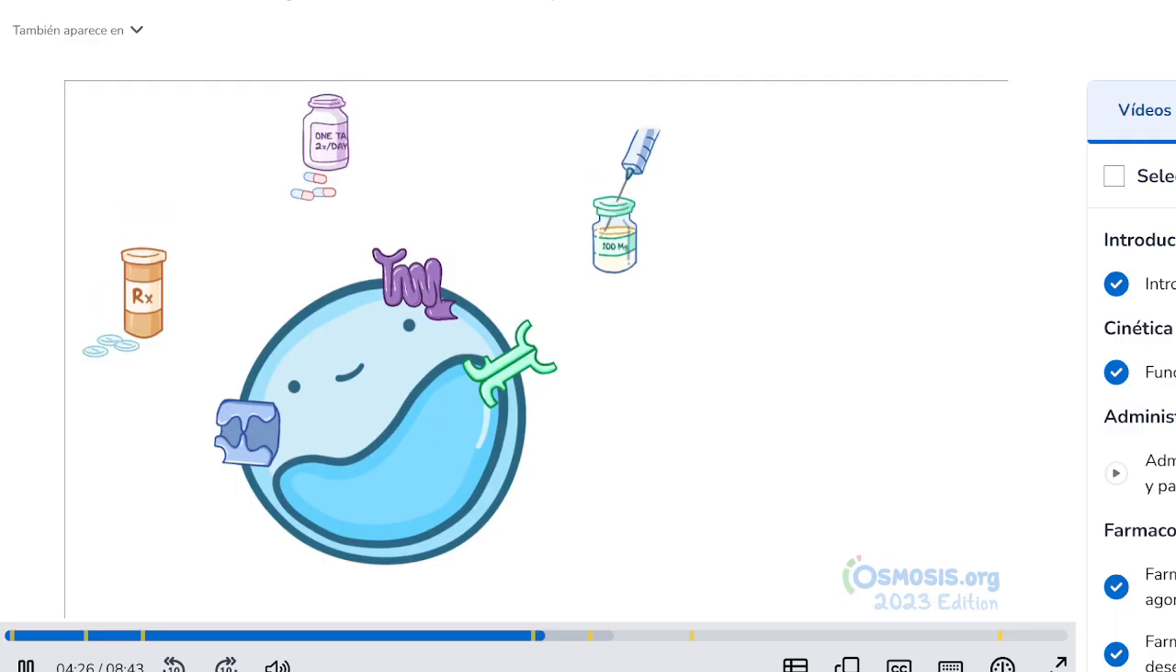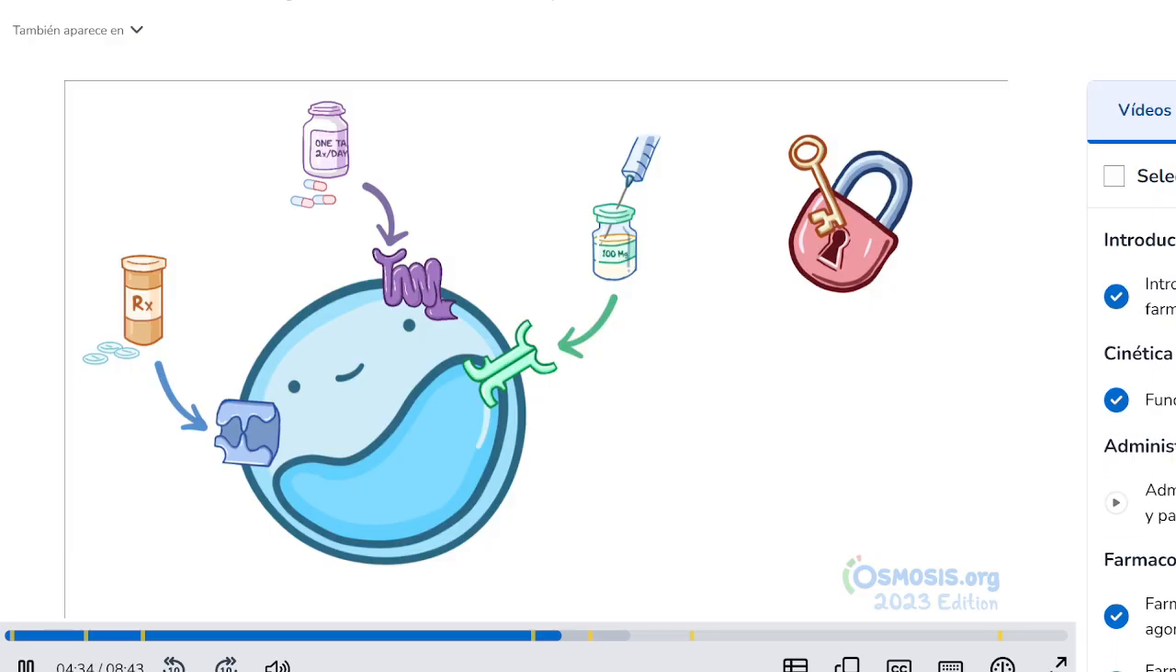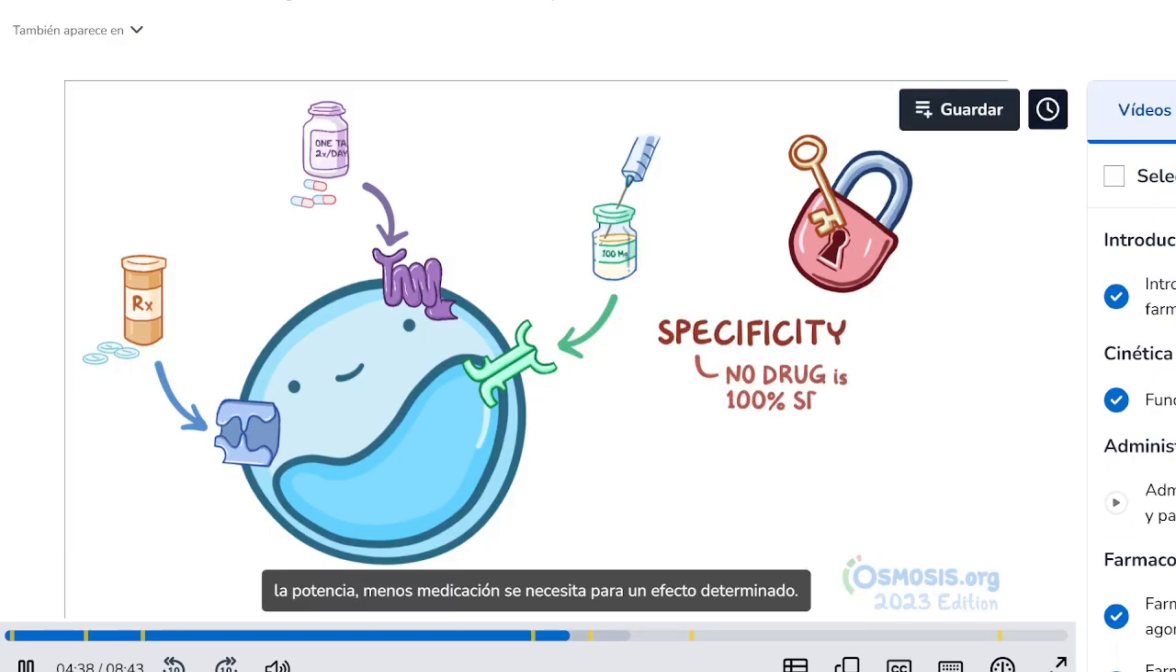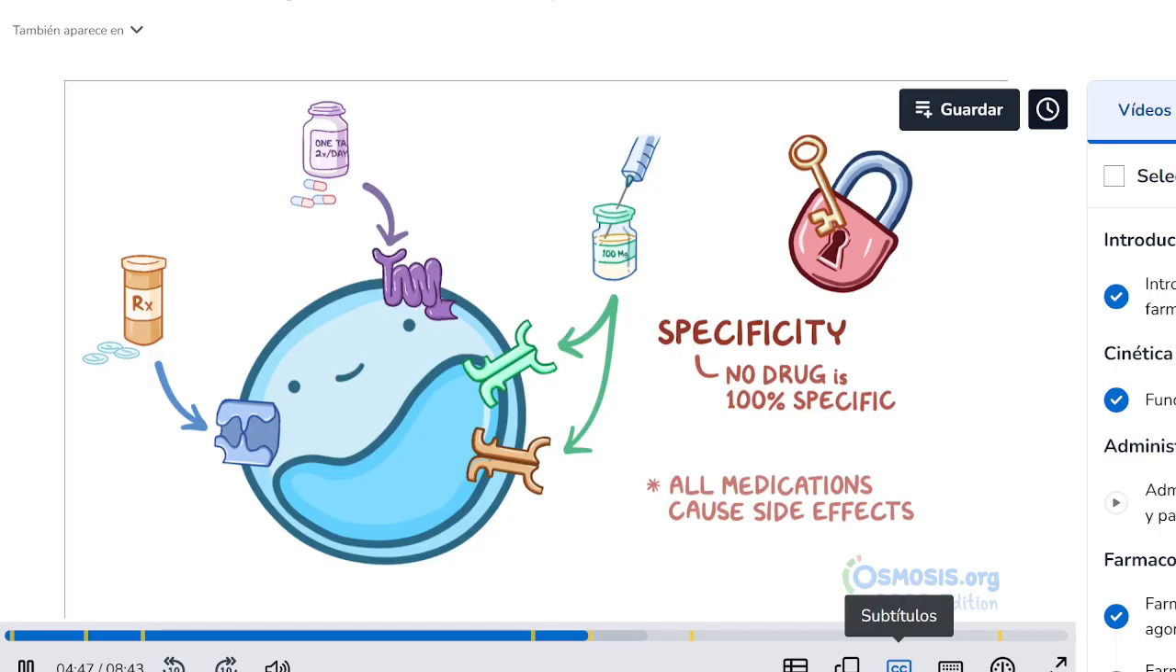And in theory, each medication is specific to a particular receptor, just like each key fits into and opens a particular lock. This is described as a medication's specificity. In reality, though, no drug is 100% specific, meaning it could also bind to other receptors that are similar to its intended target, which is why all medications cause side effects.